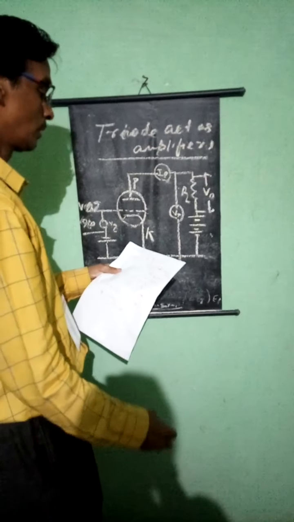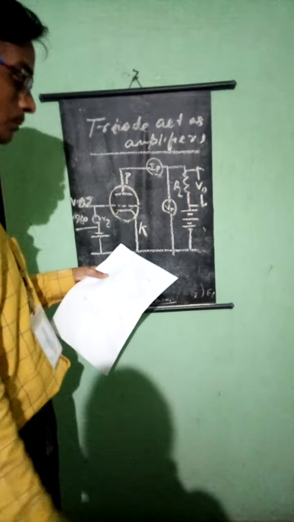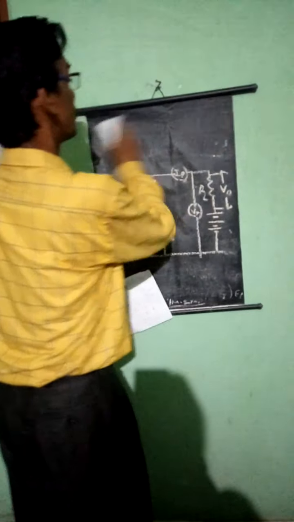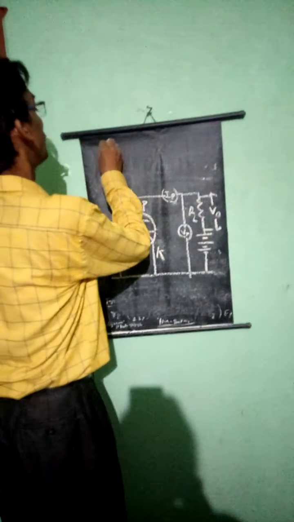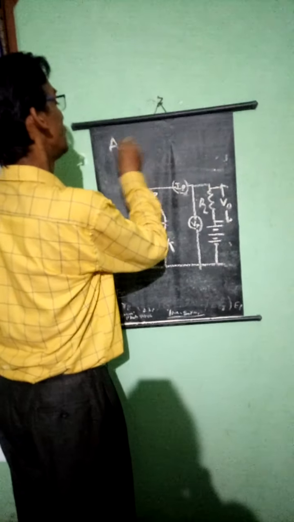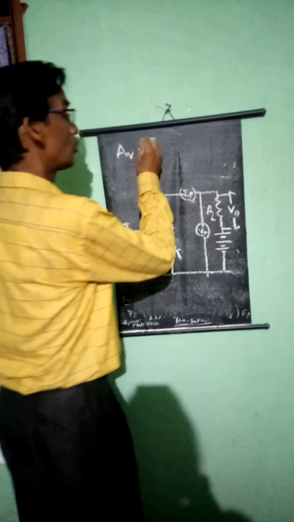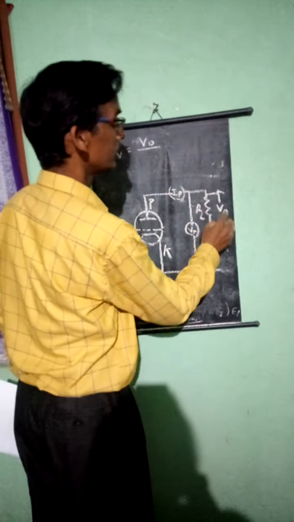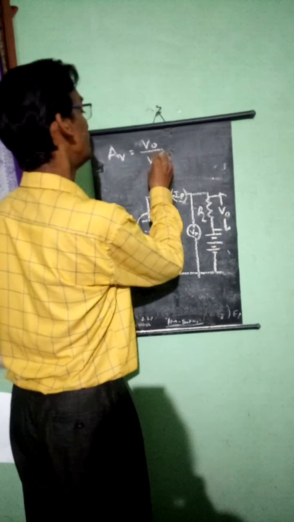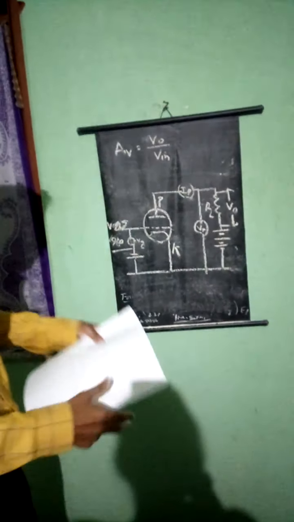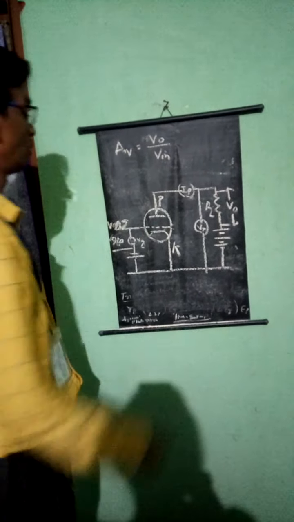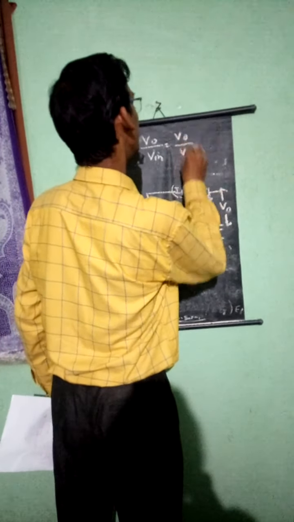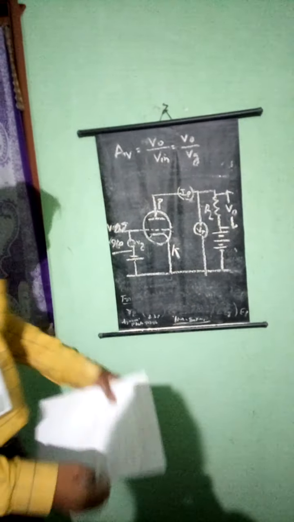Now the triode acts as an amplifier. What does it mean? We know already how to evaluate it. The voltage gain AV is equal to output voltage by input voltage. Let us symbolize by V naught the voltage across the load resistor, and by V input the amount of voltage at the grid. So I can write V naught by Vg, the potential at the grid end.